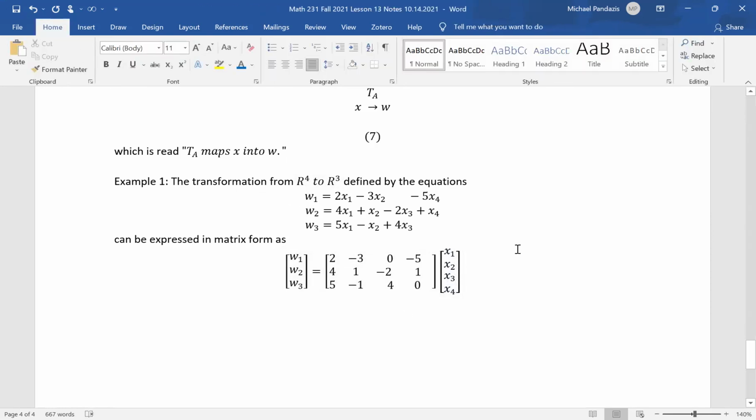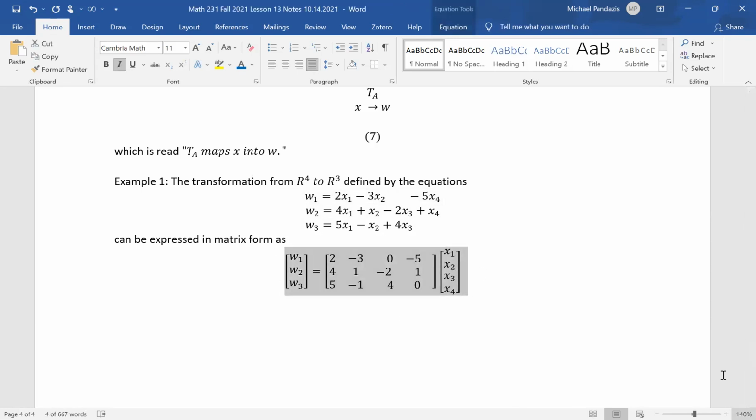Okay, so we can express this linear system in matrix form in this way, right? So you can see how the w's match, and there's 4 unknowns, x1, x2, x3, and x4, they go there. And then you can see how these coefficients, these numbers match up with the coefficients on the right-hand side of each equation, right? 2, -3, 0, -5, and so on. Okay, now why does this linear system represent a transformation from R4 to R3?